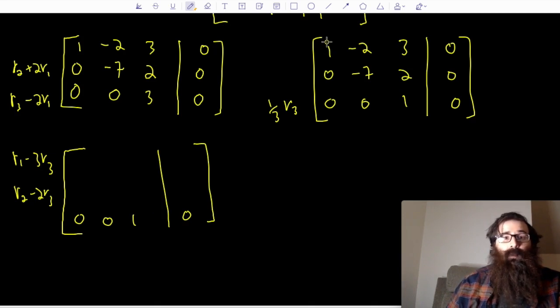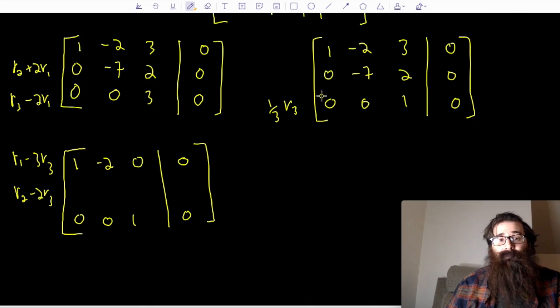So here I get 1 minus 3 times 0 keeps my 1. Negative 2 minus 3 times 0 keeps my negative 2. But 3 minus 3 times 1 gives me that 0 that I wanted. And then, of course, 0 minus 3 times 0 keeps my 0 in the augmented entry as well.